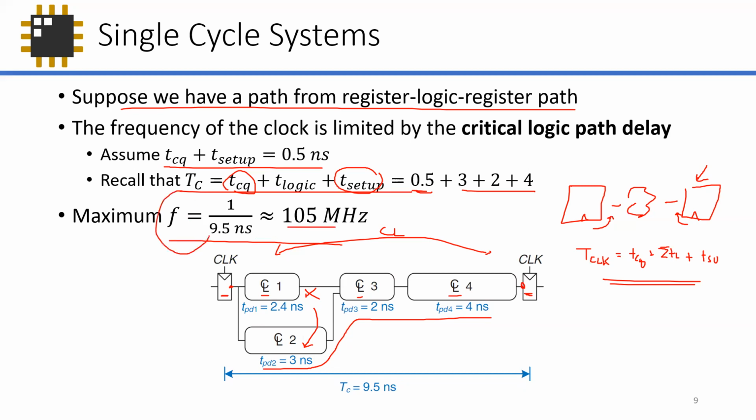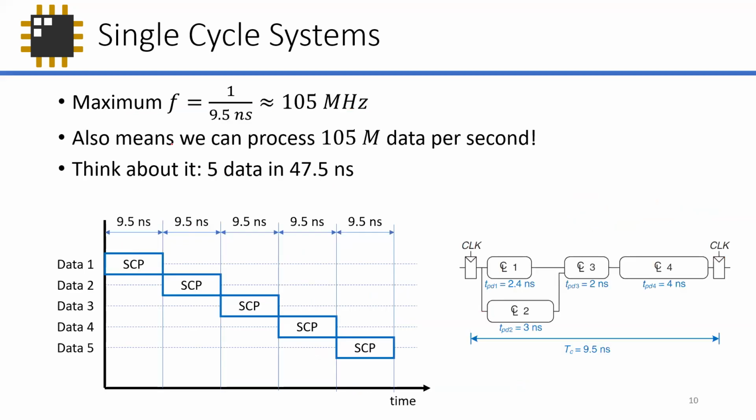So if you do the math, the TC over there is 9.5 nanoseconds. Very simple. So in single cycle systems, you can achieve a 9.5 nanoseconds period, which is equivalent to 105 megahertz of operating frequency. So what does this tell you? Okay. So if your maximum frequency is 105 megahertz, that also means that we can process 105 mega data samples, or data, per second. Okay. So if you put some data in here, you process it, it goes to the other side. You essentially can process 105 mega samples per second.